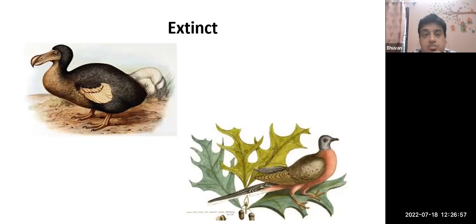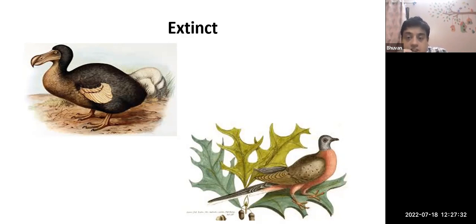So what happened was, when the sailors, the human beings, reached the Mauritius islands, they started hunting this bird because its meat is quite tasty. Along with that, the rats which accompanied these sailors on their ships started attacking the nests and nestlings of the dodo bird. So within a span of a few years, this bird was extinct from Mauritius.